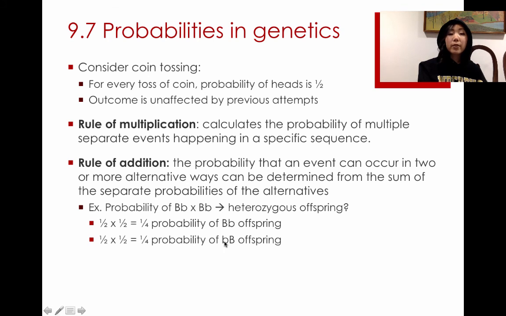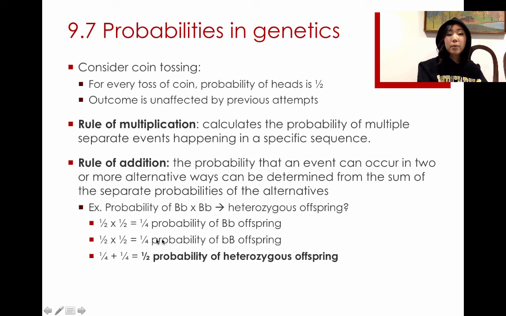to account for the fact that you could get little b, big B, and it's the same 1/2 times 1/2. You get 1/4 probability, and so both of these are possible outcomes that would give you a heterozygous offspring. So if you add up these 2 probabilities, the probability of getting this possibility and the probability of getting this possibility, you get the overall probability of just getting a generic heterozygous offspring.